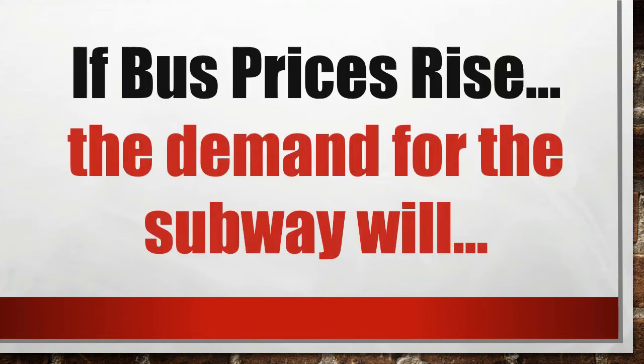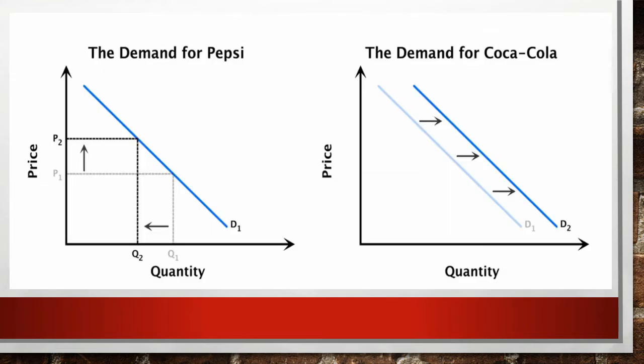So let's say you have 2 options for transportation: going on the bus or taking the subway. What do you think will happen in this scenario? If bus prices rise, the demand for the subway will rise, should be the answer. We can think of an increase in demand via substitutes.